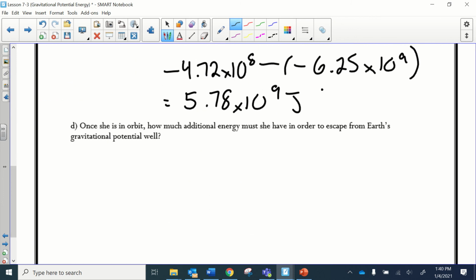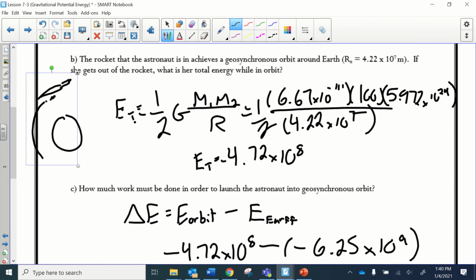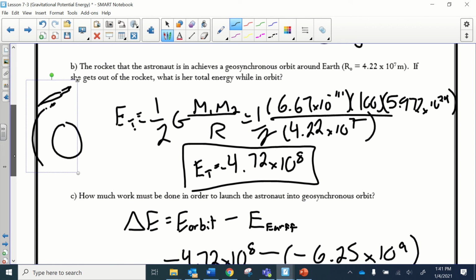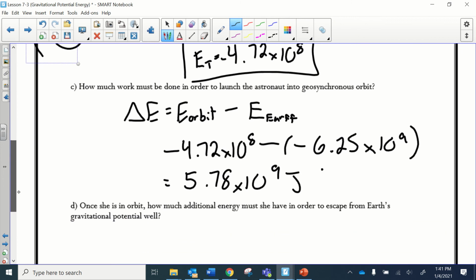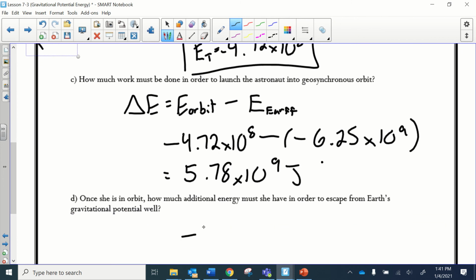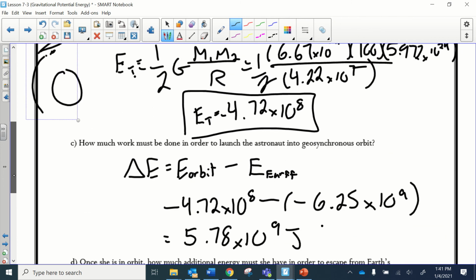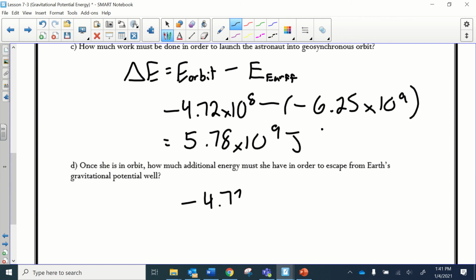Once she is in orbit, how much additional energy must she have in order to escape from the Earth's gravitational potential well? Well, this is how I like to think of it. This is how much energy she has while in orbit. So she needs that much energy to escape the orbit. She needs at least 4.72 times 10 to the 8 joules.